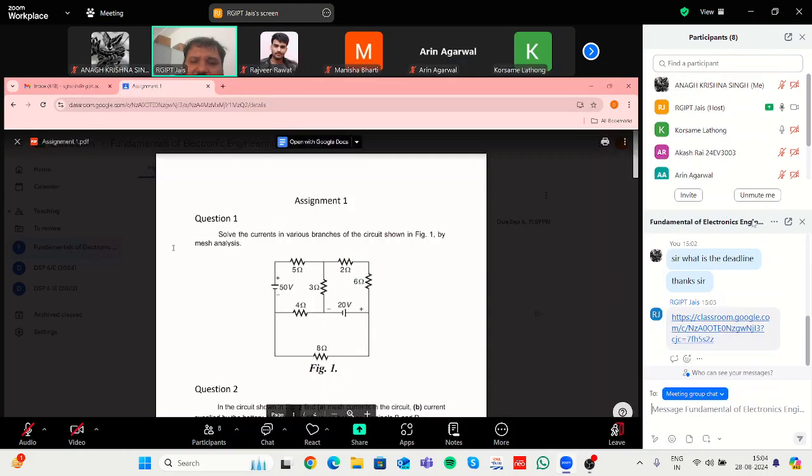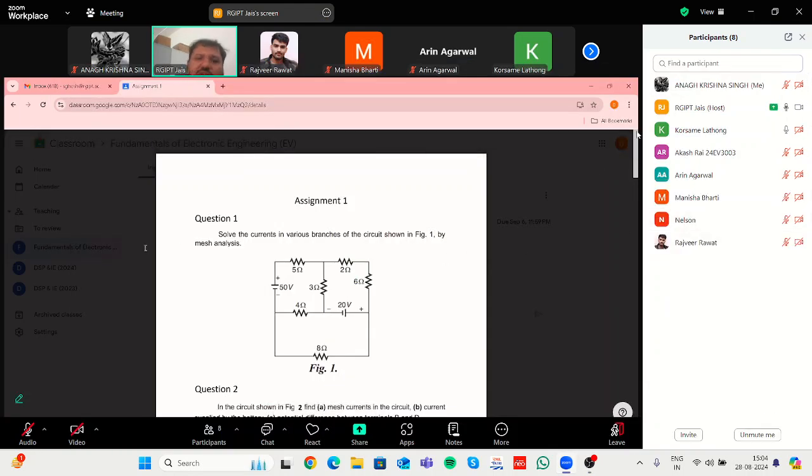Directly it is given that you have to solve using mesh analysis. So you have to identify the number of meshes. We have already done how to identify and how to verify the number of meshes. Those things we have already done.